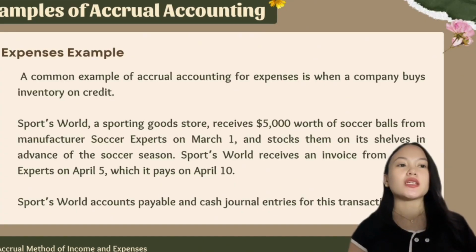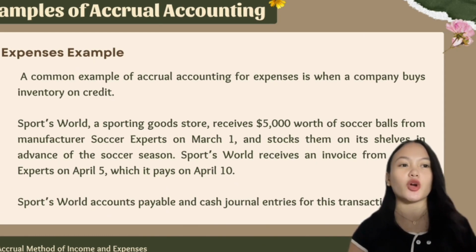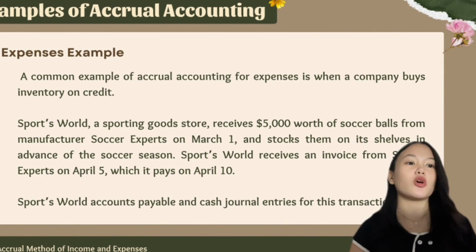So, the expenses example. A common example of accrual accounting for expenses is when a company buys inventory on credit. Sports World, a sporting goods store, receives $5,000 worth of soccer balls from manufacturer Soccer Experts on March 1 and stocks them on its shelves in advance of the soccer season. Sports World receives an invoice from Soccer Experts on April 5, which is paid on April 10.